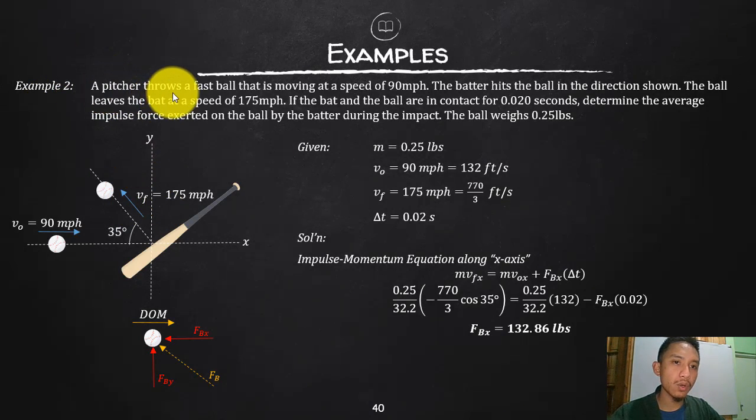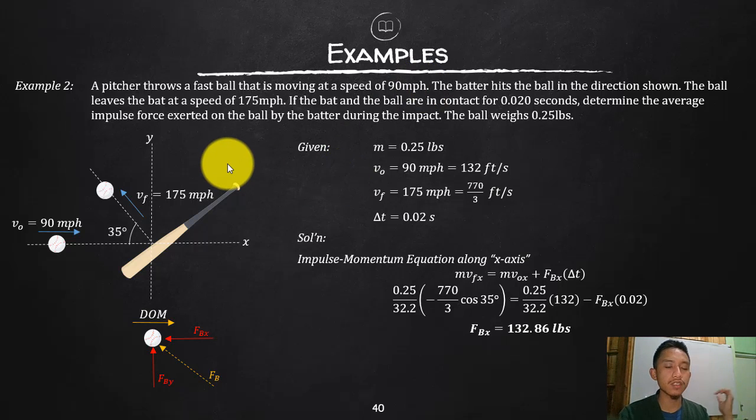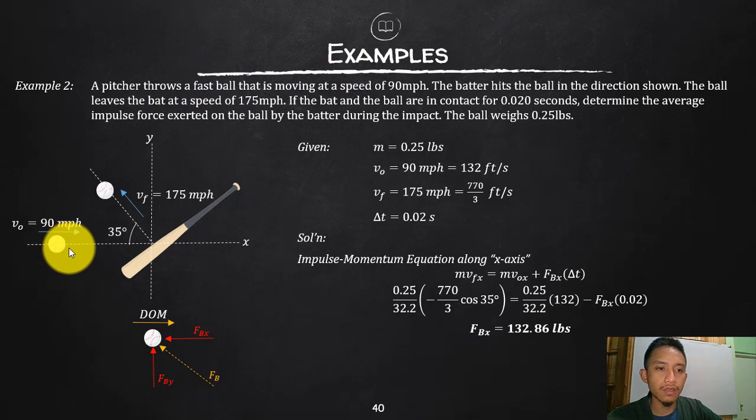A pitcher throws a fastball that is moving at a speed of 90 miles per hour. Okay, so we are referring here to a sport which is baseball. So the pitcher will throw a fastball. Let's consider the throw of the pitcher to be horizontal, a strike in horizontal. Since this figure is given by the problem, even if it did not state that your original motion is horizontal, we will consider it horizontal.